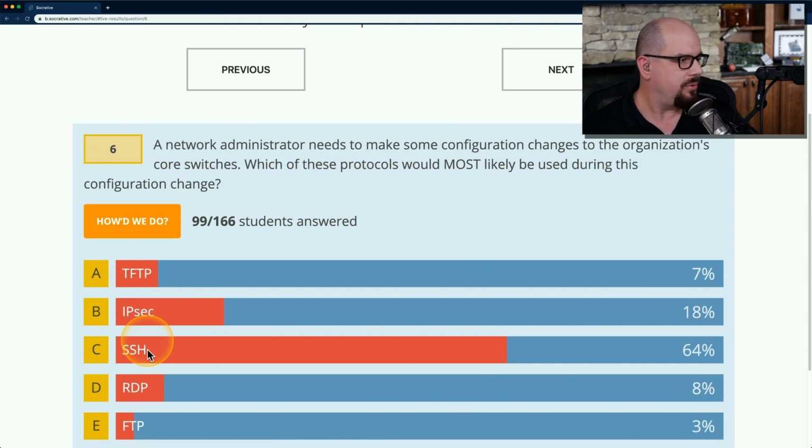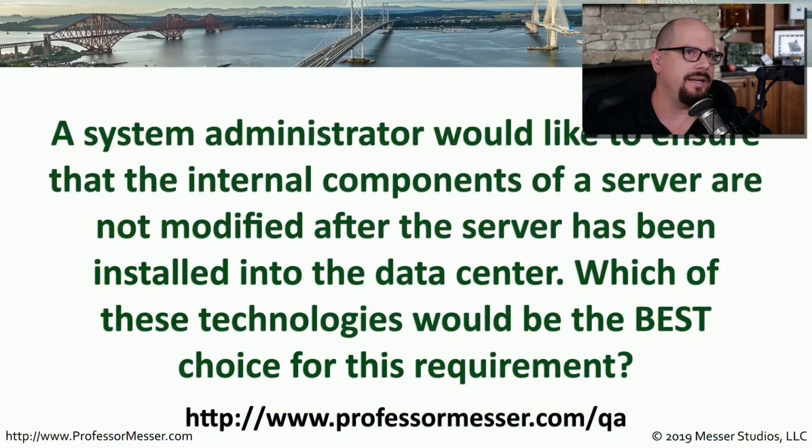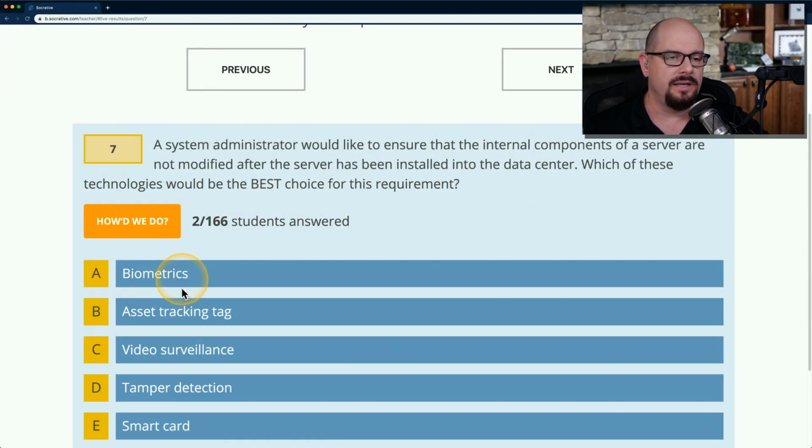Let's do another multiple choice question, though. We've got time for another one. Go through this. I have a question, and this question is a little cut off on the screen, but I think you'll be able to see it a little bit. The system administrator is a very busy person. This question asks, a system administrator would like to ensure that the internal components of a server are not modified after the server has been installed into the data center. Which of these technologies would be the best choice for this requirement? Would it be biometrics, an asset tracking tag, video surveillance, tamper detection, or a smart card? Those are your 5 different options.